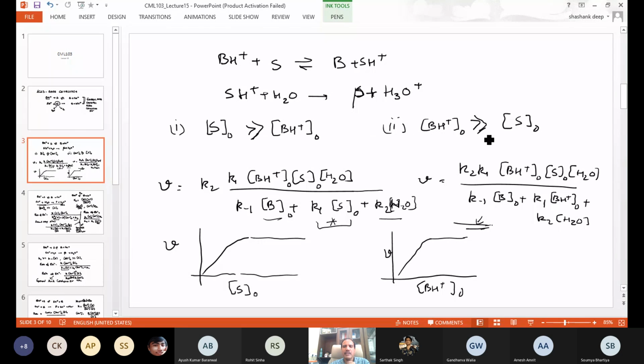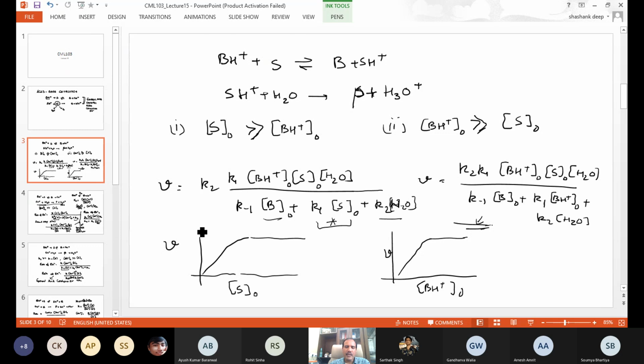Now, suppose BH+ naught is quite greater than S naught. Then there will be the term BH+ naught in place of K1 S naught. So V equals K1 K2 BH+ naught S naught H2O over K minus 1 B naught plus K1 BH+ naught plus K2 H2O. This K2 into H2O will be a constant, and K2 into K1 into H2O will be another constant. That way you can also write this, if you keep in mind that this is K1, K minus 1, and this is K2.